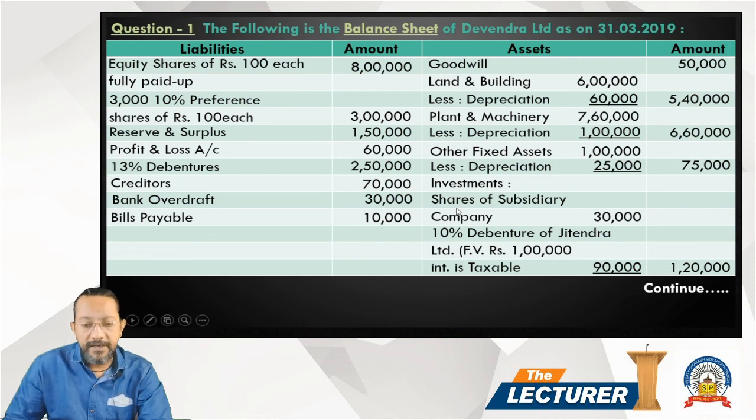Investment, shares in subsidiary company, this is a trade investment. 10% debenture of Jitendra Limited, face value 1 lakh, interest is taxable 90,000. This is a non-trade investment, total 120. So investments are of two types, trade investment and non-trade investment. Trade investment is required to conduct the business and is necessary for the business. When you have a surplus amount and you invest money in another business, that is known as a non-trade investment.